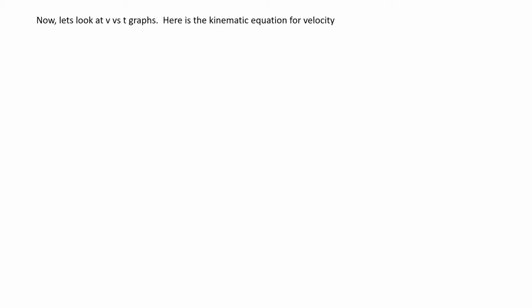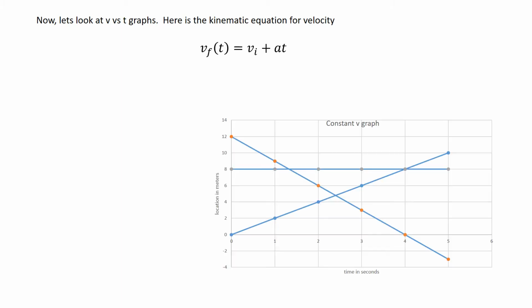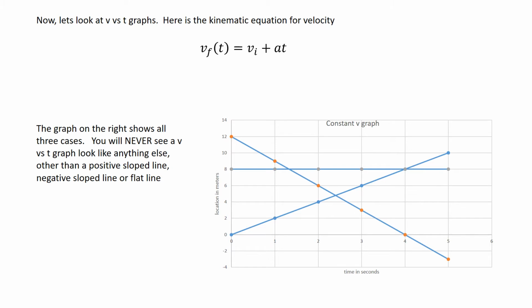Now let's look at v versus t graphs. Here's the kinematic equation for velocity. Not too bad, v final of t is equal to v initial plus a t. This is also a line with your y-intercept v initial and your slope a. Here's some graphs of constant accelerations. This shows all three classes. You will never, ever, ever see a v versus t graph look like anything else. It is always going to be a line. It's always going to be sloped down, sloped up, or flat.